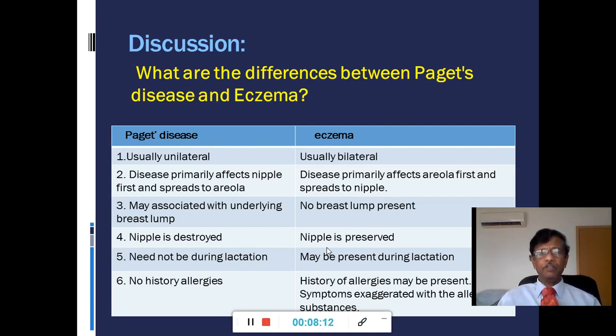It need not be present during lactation in Paget's disease, but it is very commonly seen during lactation in eczematous conditions. There is no history of allergies in Paget's disease. There can be a history of allergies such as hay fever and other things in eczema, and these allergic symptoms may get exaggerated with the allergic substances exposed or ingested.